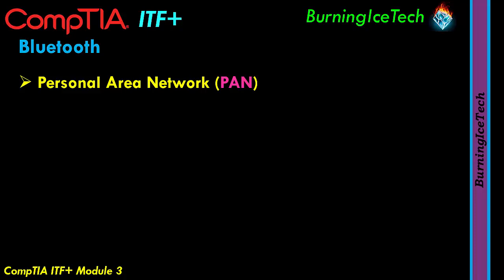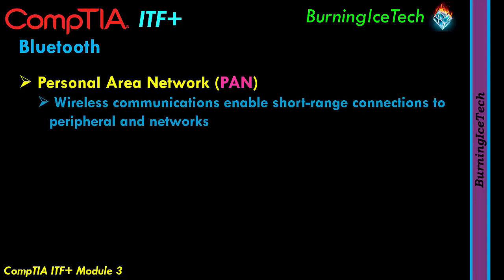So if I connect a printer via cable or wireless, if I connect the screen via cable or wireless, my phone via cable or wireless, that all forms part of my PAN. So if I connect my phone wirelessly via Bluetooth to something else like my car, that'll be an example of a personal area network. Now, with regards to a PAN, this is wireless communication which enables short-range connections to peripherals and networks. So that's a short description of that.